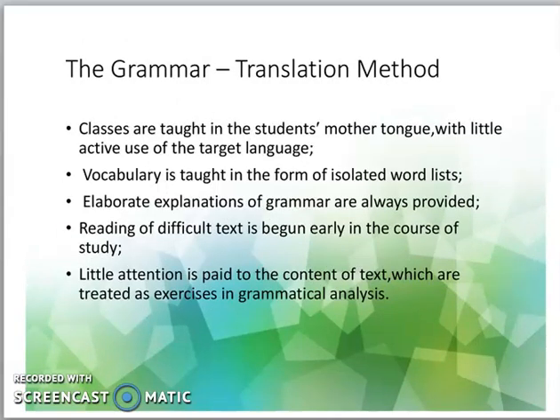Classes are taught in the student's mother tongue, with little active use of the target language. Vocabulary is taught in the form of isolated word lists. Elaborate explanations of grammar are always provided. Reading of difficult texts is begun early in the course of study. Little attention is paid to the content of texts, which are treated as exercises in grammatical analysis.